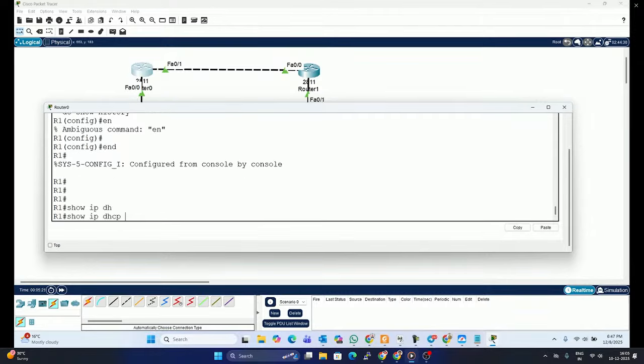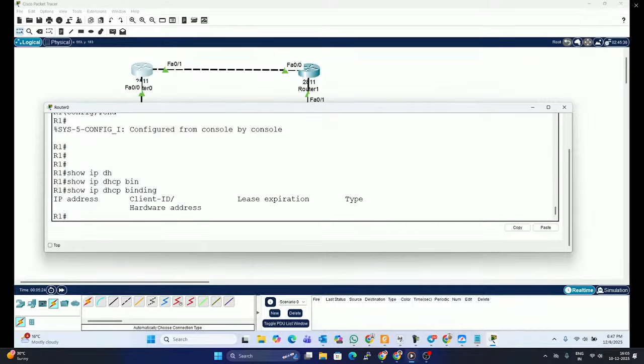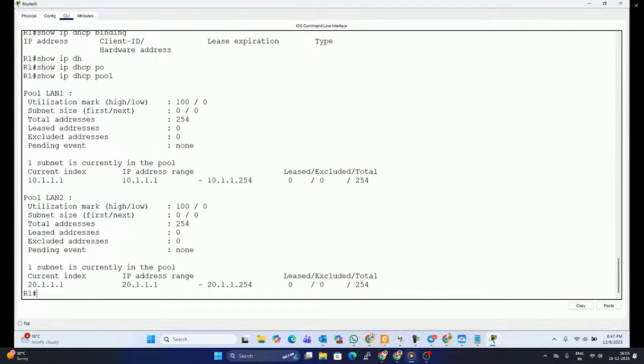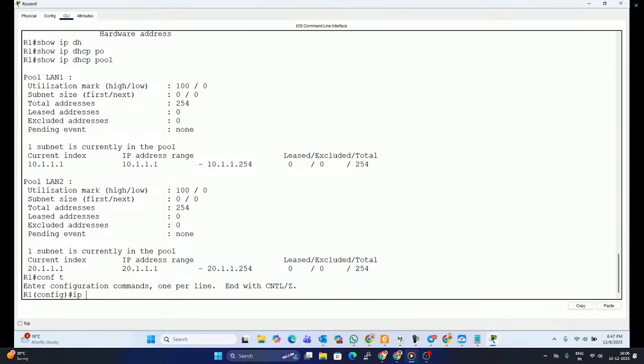Show ip dhcp bindings. There is no binding till now. Show ip dhcp pool. Here we can notice that we have two pools, LAN1 and LAN2. How many IP addresses do we have available in this pool? We have 254 IP addresses available. Do we have any leased IP addresses? No. Do we have any excluded addresses? No. So we'll make sure that we exclude the static IPs.